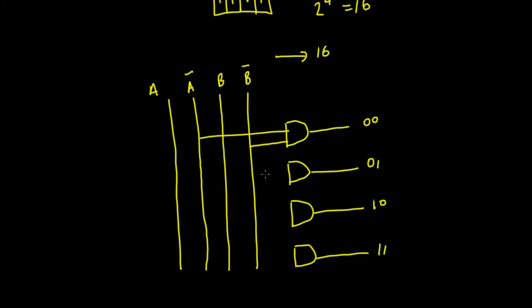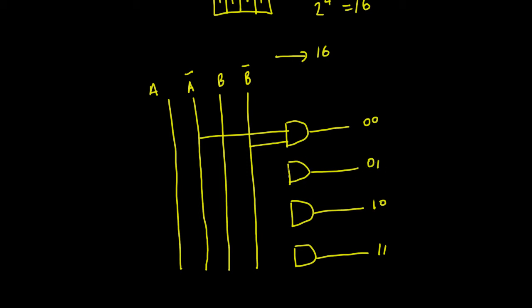In this instance, A is A and B. So let's say when A is 0 and B is 1, we want this to go high.